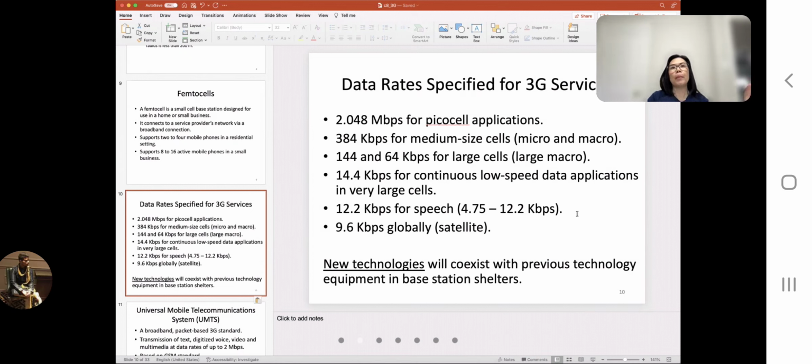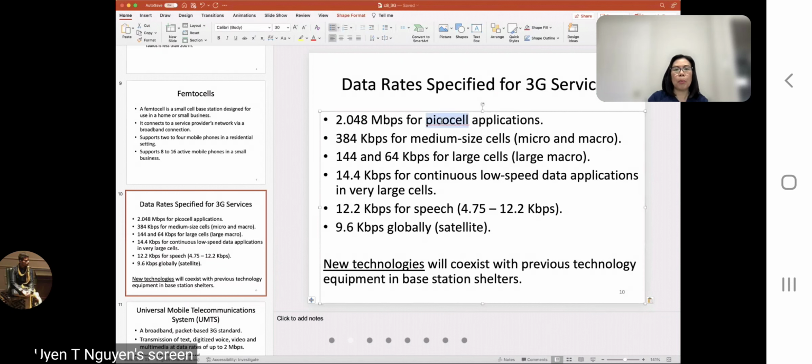All right, so remember, the shorter the distance, the higher the data rate that we can use. So that's why for picocell, we can support up to 2 megabits per second data, all right? And then if we increase the range of a base station for macrocell or microcells, then the rate is reduced to about 384 kilobits per second, all right?